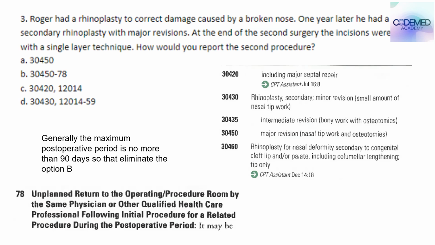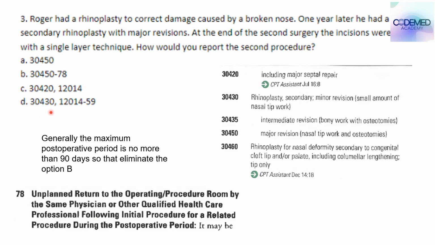Roger had a rhinoplasty to correct the damage caused by a broken nose. One year later, he had a secondary rhinoplasty with a major revision. At the end of the secondary surgery, the incisions were closed with a single layer technique. How would you report the second procedure? Now, in this case, first the drill is what procedure has been done. It is a rhinoplasty. So we will concentrate on picking up the code which talks about rhinoplasty.